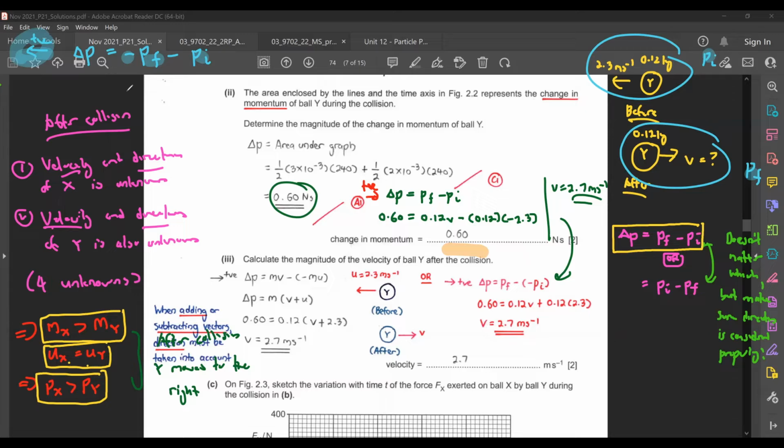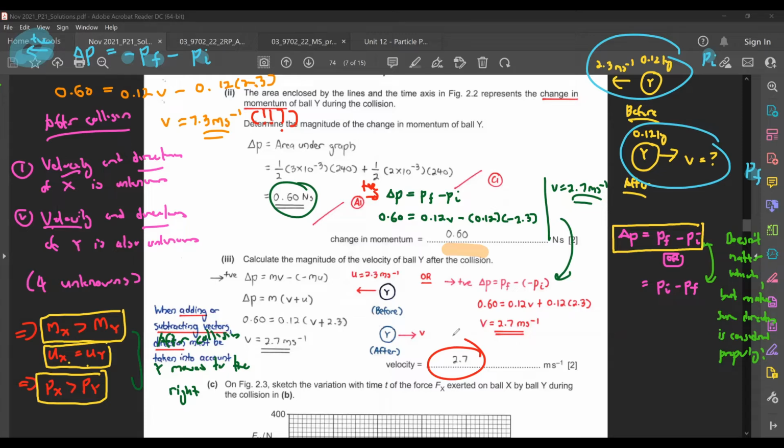So my PF was 0.12 times V minus 0.12 times 2.3. Now, from here, if you solve for your V, you will get a very different answer. 0.6 plus 0.12 times 2.3, divided by 0.12, you're getting the answer 7.3 meters per second. So how come this is different from the correct answer of 2.7?